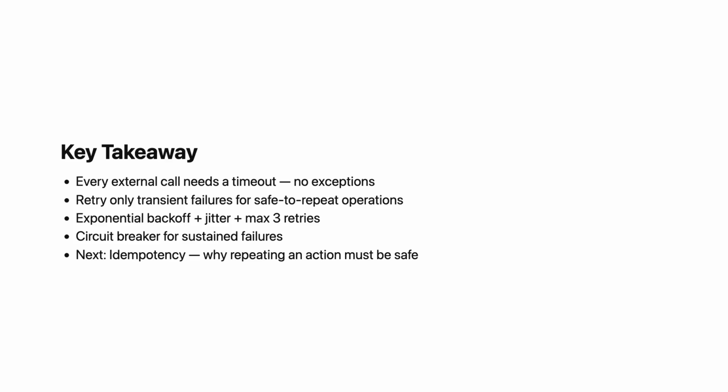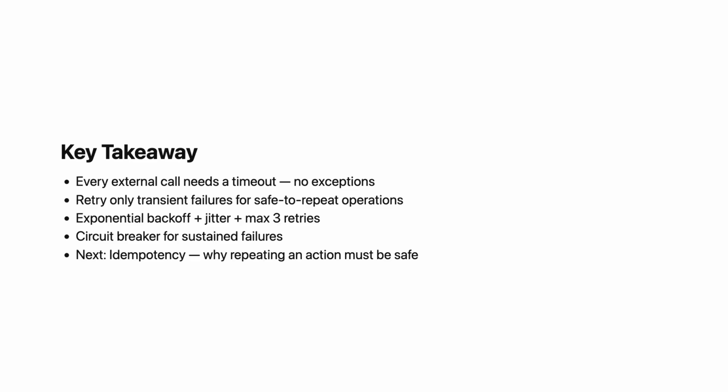Here is the framework I want you to carry forward. Every external call needs a timeout, no exceptions. Set timeouts based on user experience expectations, not arbitrary numbers. When a call fails, ask, is it transient? Is it safe to retry? Use exponential backoff with jitter to avoid thundering herds. Set a retry budget of 3 attempts maximum. Consider a circuit breaker for sustained failures, and know which errors are worth retrying and which are not.